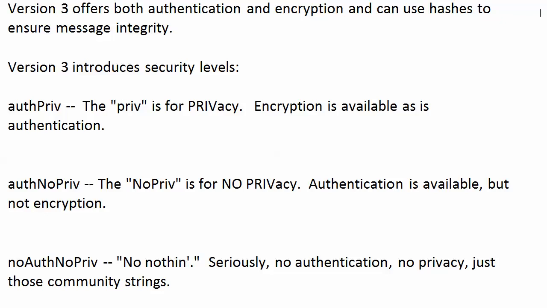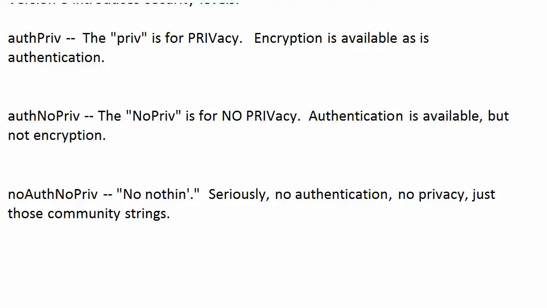We have auth no priv, and the no priv is for no privacy. Authentication is available, but not encryption. And then finally, we have no auth, no priv, which to me means no nothing. Seriously, there's no authentication, there's no privacy, just these community strings, and that's it.